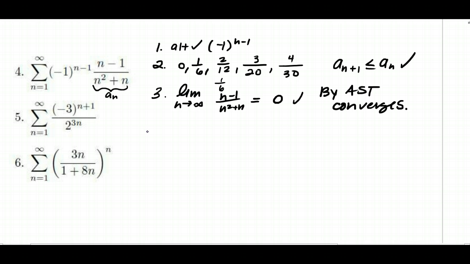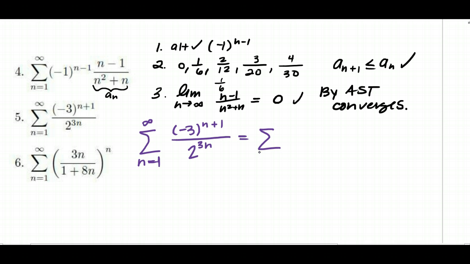So I'm going to go ahead and pull number 5 off to the side. I have the sum of n equals 1 to infinity of negative 3 to the n plus 1 over 2 times 3 to the n. Alright, so since my starting index is 1, I'm actually going to need an n minus 1 here.